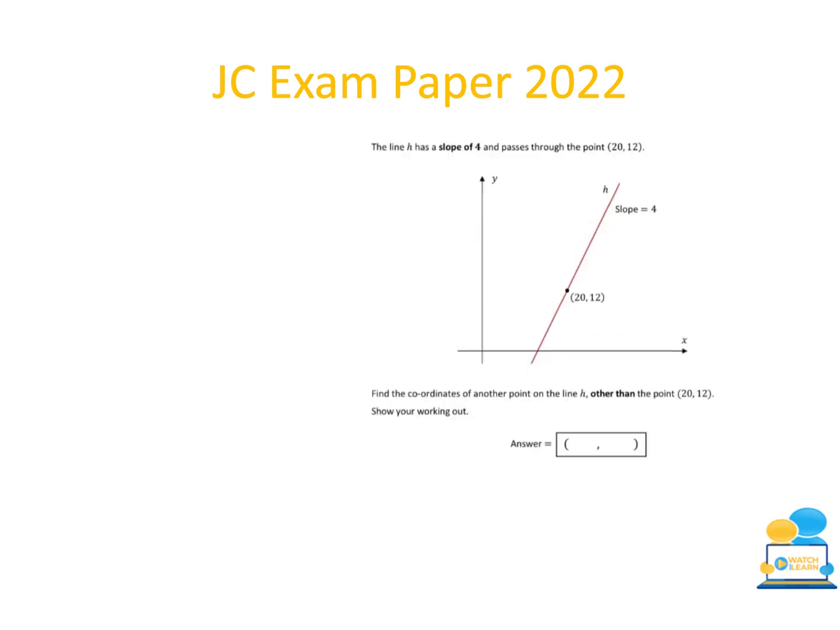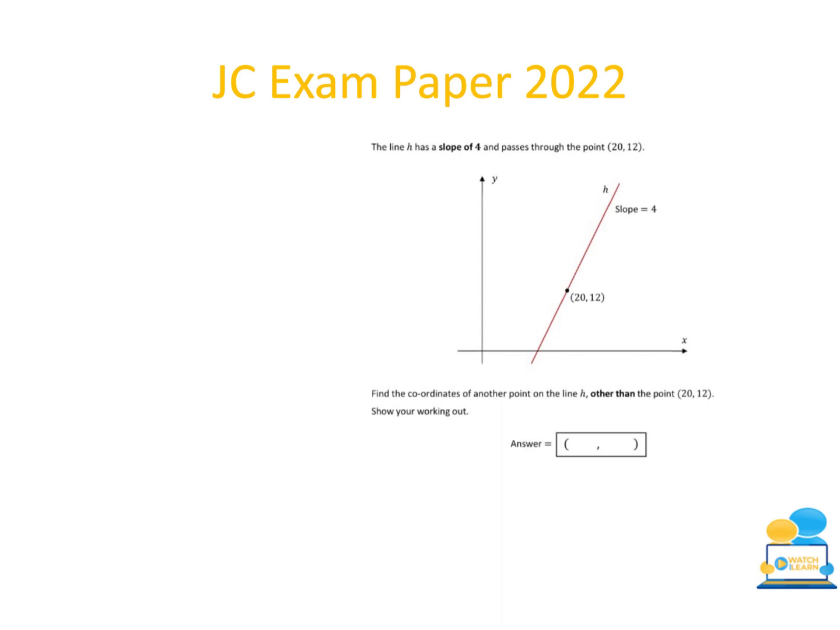So the next question on the 2022 paper tells us that the line H has a slope of 4 and passes through the point (2, 0, 12). It gives us a diagram of the coordinate plane, and we can see the line H there with the point included in it. It then asks us to find the coordinates of another point on the line H other than the point given to us in the question.